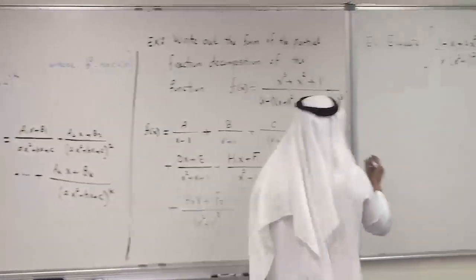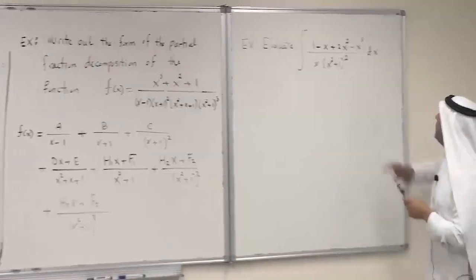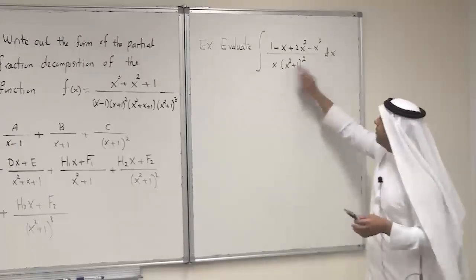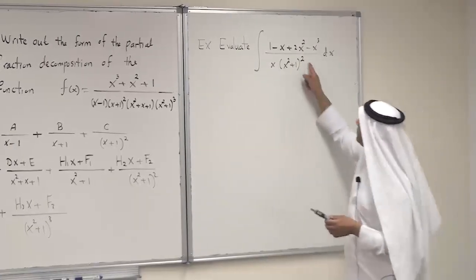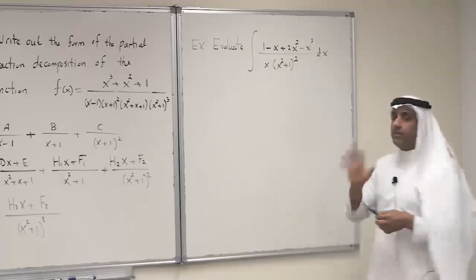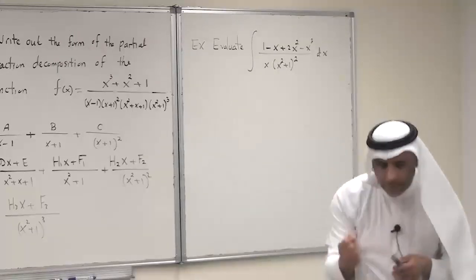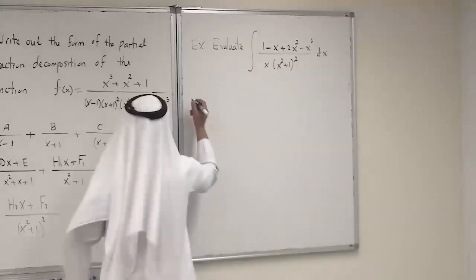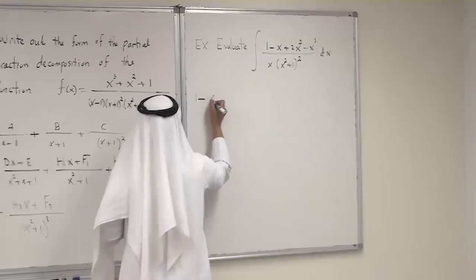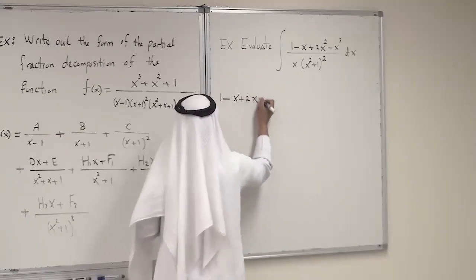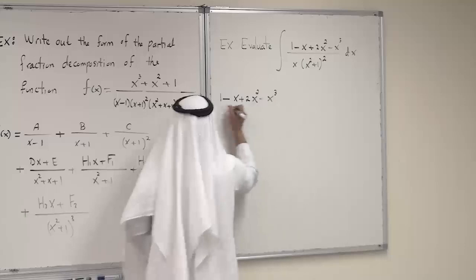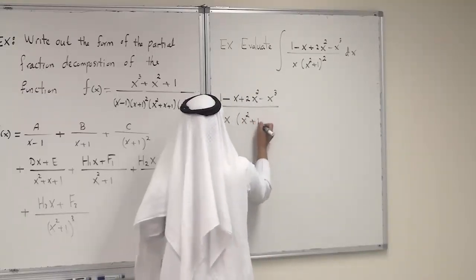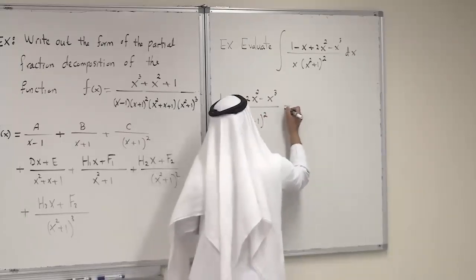So what should we do? Before we start, as usual, we check the power here is 3. The power in the denominator is 1 plus 4, that will be 5. So the denominator is a polynomial of degree 5. Yes, we can directly apply the partial fraction decomposition forms. So what should we do now? We come to the function 1 minus x plus 2 x squared minus x cubed divided by x times x squared plus 1, all squared, and we need to rewrite it as what?